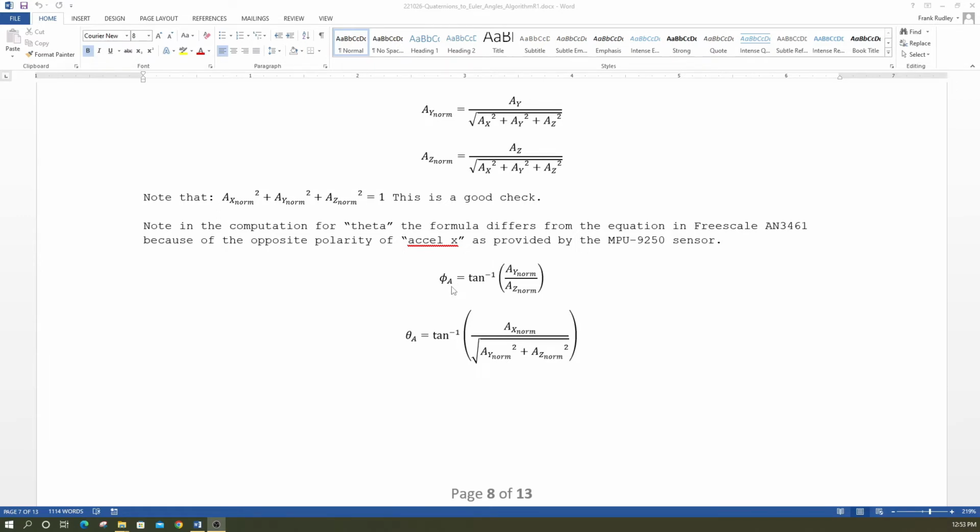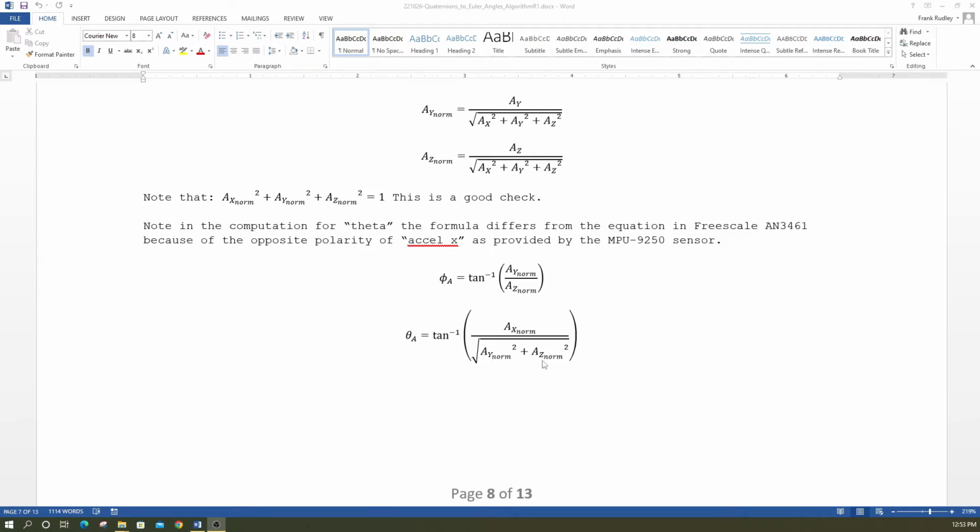Similar to the Freescale document AN3461, I was able to get what I call phi A, because it's phi derived from the accelerations, and theta A, because it's theta derived from the accelerations. So this is the bank angle or roll angle, and this is the pitch angle, from the accelerometers. You take the inverse tangent of the y component over the z component. I took the normalized ones and take the inverse tangent of that, and that'll give you your bank angle. This would be like the long-term bank angle. And for your pitch angle, it's the inverse tangent.